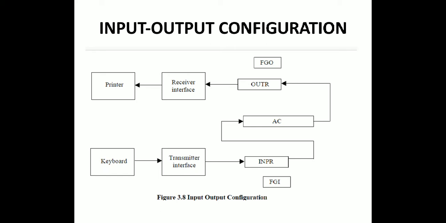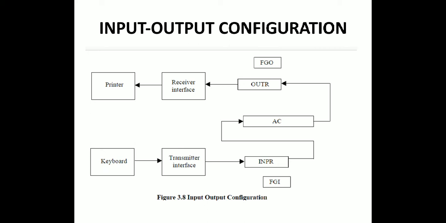Now we have a special flag bit FGI. FGI is an input flag that is going to specify whether the input flag is 1 or input flag is 0. The content of input register is supplied to the accumulator. Now in accumulator we are going to calculate the result. This accumulator result can again be supplied to the ALU, and the result can again be stored in the accumulator. The final result from the accumulator is supplied to the output register.